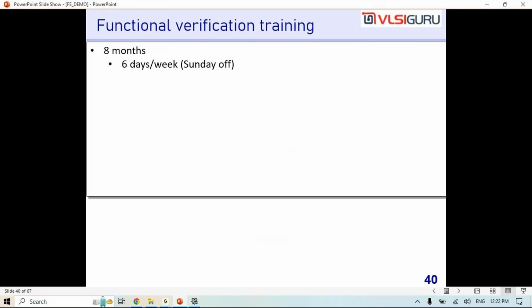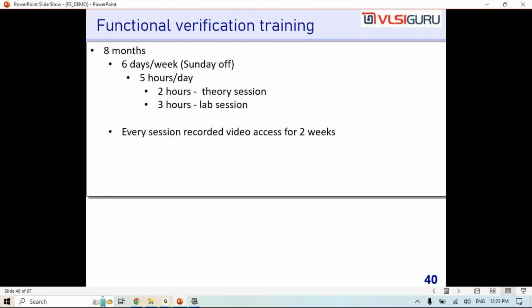In this 8 months, we'll have training 6 days per week. Sunday will be off, and around 5 hours per day: 2 hours of theory session, 3 hours of lab session. Lab session means we will be giving you assignments. You will be working on those assignments with the trainer support. Every session's recorded video access is given for 2 weeks.